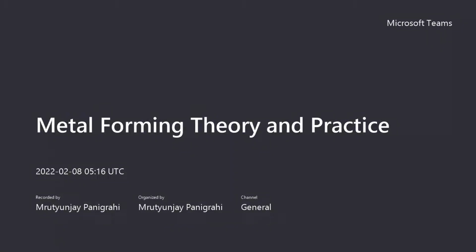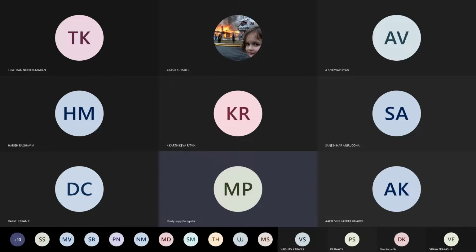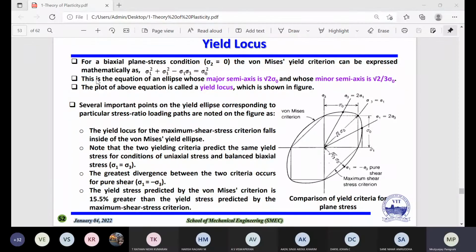Initially, we started with the yielding criteria. You remember, I think. Okay, so based on the yielding criteria, we have why we are going for the yielding criteria, because this is essential to find out some empirical relationship. Okay, so there are two categories.